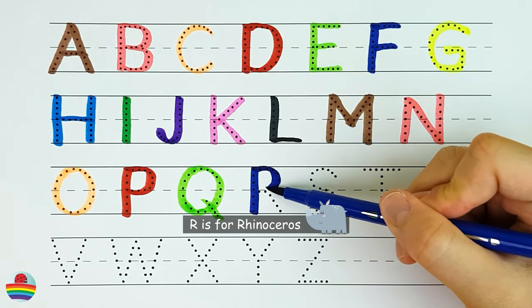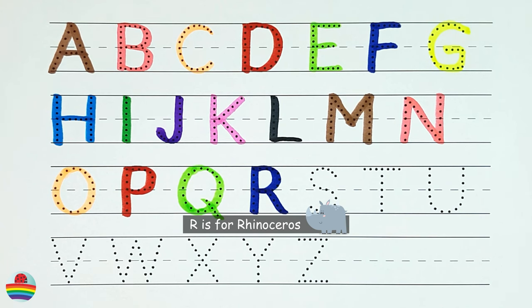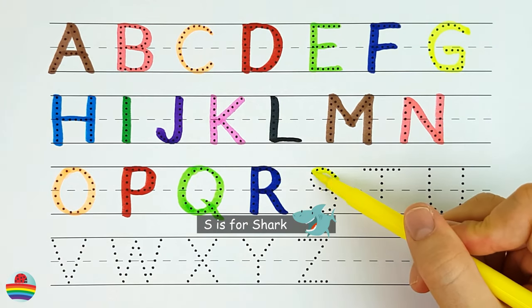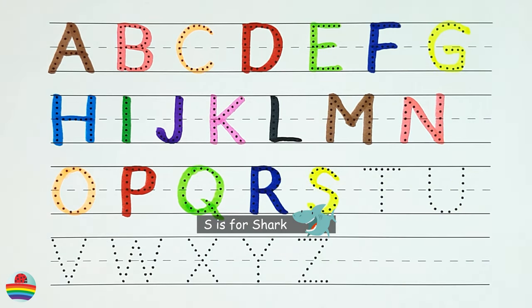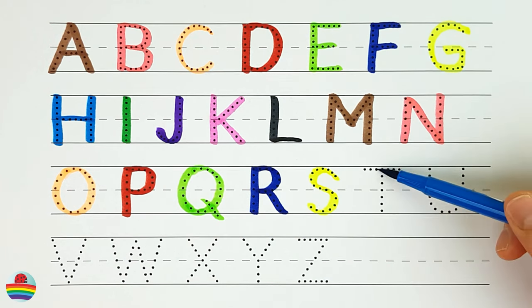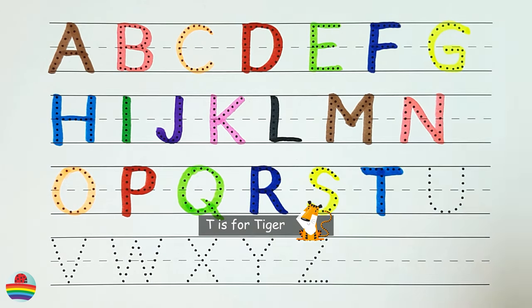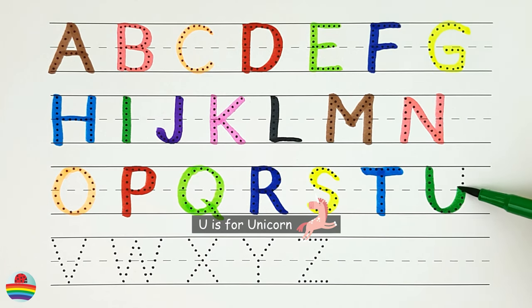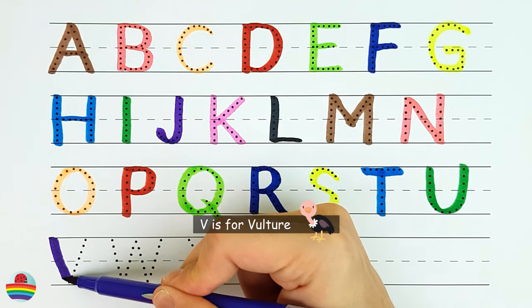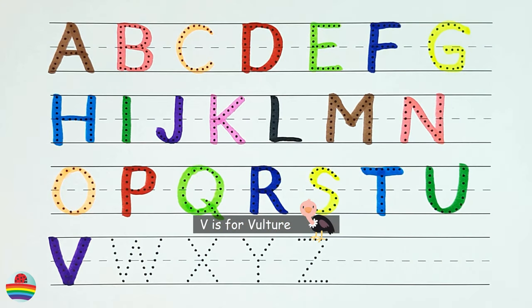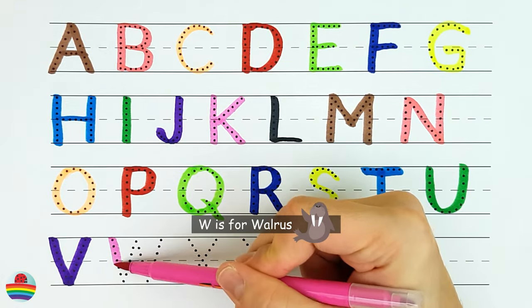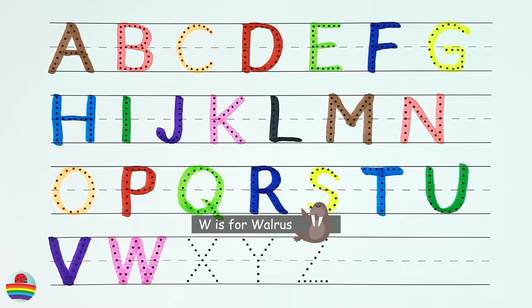R is for rhinoceros. S is for shark. T is for tiger. U is for unicorn. V is for vulture. W is for walrus.